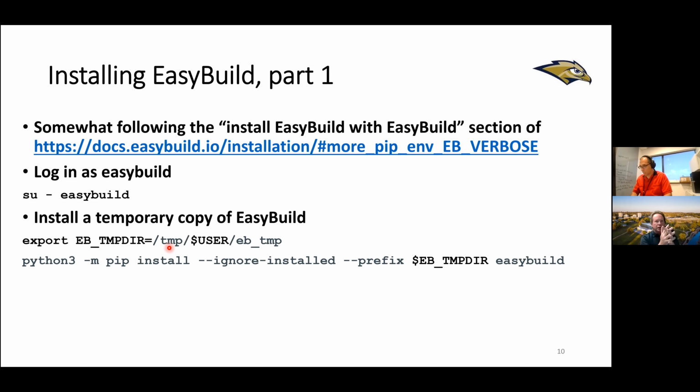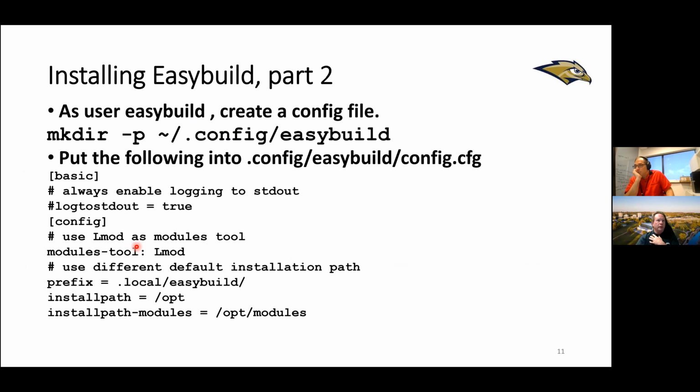in /temp/$user/eb_temp, and then we do the pip install of easy build following this particular syntax. We're telling it to put easy build into that EB temp directory. Once it's there, easy build is usable from that particular spot, but it's a temporary type situation. It's not in our /opt/modules location. Then we do it for real.